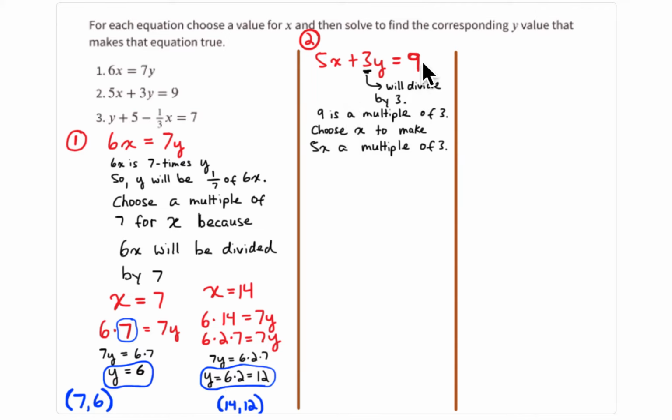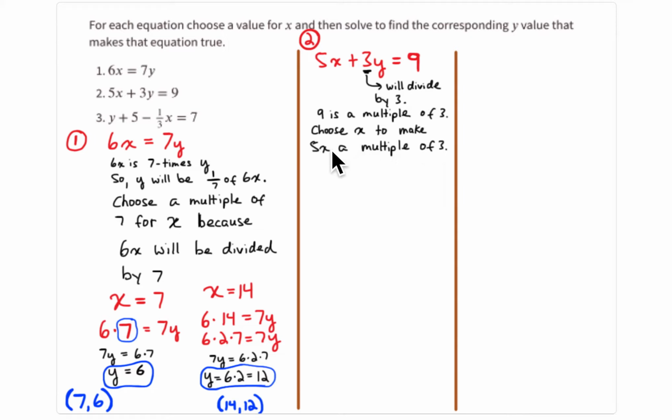Now 9 is already a multiple of 3, so you're going to have to do some subtracting and a few other things. But because 9 is a multiple of 3 and I'm going to divide by 3, I really have to worry about my value of x being a multiple of 3. It's a little bit hard to understand, but as you work with it, you can begin to develop some understanding of what's going on. As we work through it, maybe it will show up. So I'm going to choose x to make 5x a multiple of 3.